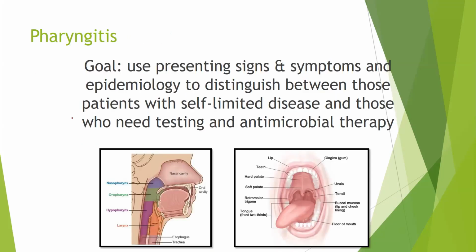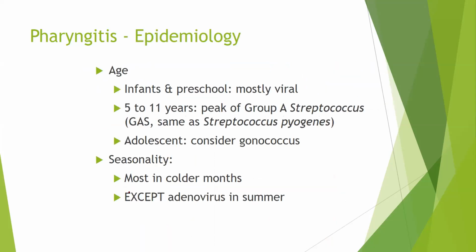So pharyngitis. The goal is to assess the signs and symptoms, epidemiology, and we're going to differentiate between self-limiting disease and those who need antibiotics. So here's a little review of the anatomy here. You've got your uvula and the tonsils here. This is really kind of the key site here. We'll talk about diagnosing this.